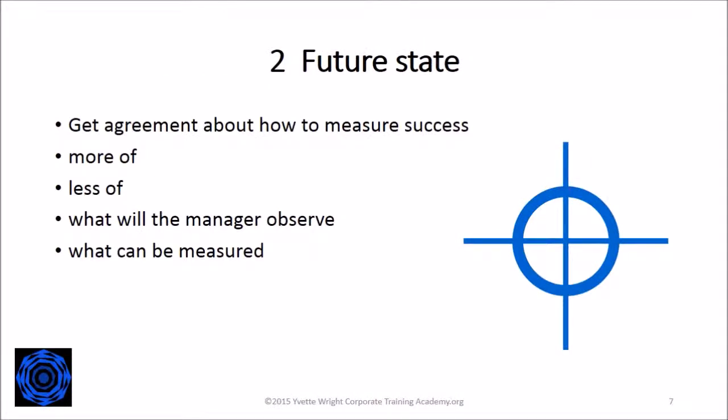So get agreement about how to measure your success. What do you want more of, less of? What will the manager observe? What can be measured? Now I say future state, but you could just as easily say best practice. How do you want people to behave and what do you want them to do in the workplace? This is how you know that your training's worked. And this is how you target what's in and what's out of your training. It's all about what you want them to be able to do at the end.